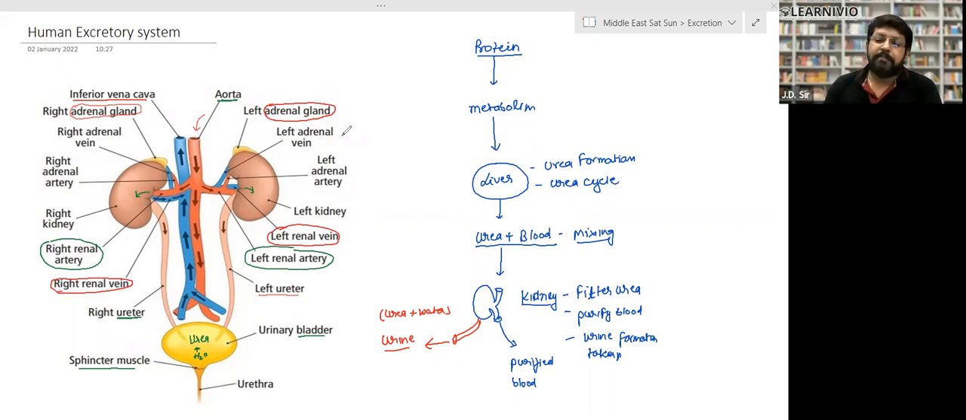This diagram is very important for your school examiners. Normally, school teachers and board examiners ask this kind of question: please draw a well-labeled diagram of the human excretory system. Then you have to draw this diagram, and you will get a very good amount of marks, right? So look, there are two kidneys, and both kidneys are not equal.